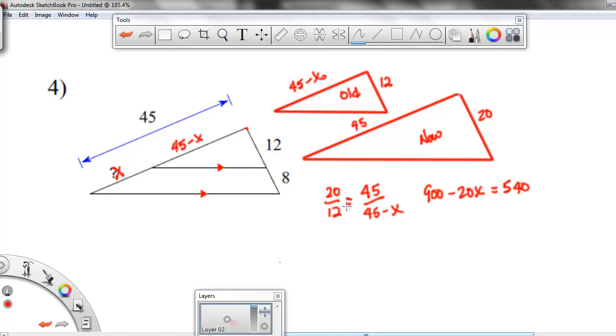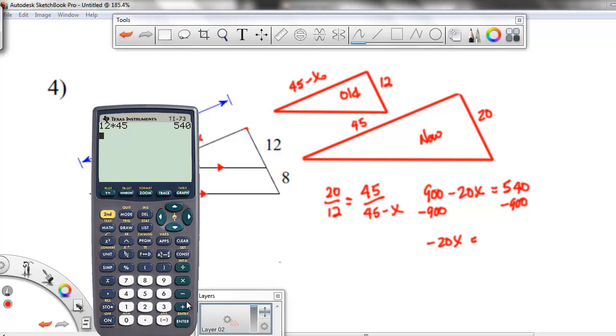Now that we've done our proportional statement, we've cross multiplied, we get our right equation. Now let's go ahead and solve this. I want to get the negative 20 by itself. Subtract 900 from each side. Negative 20x equals 540 minus 900, so 540 subtract 900. That'll give me a negative 360.